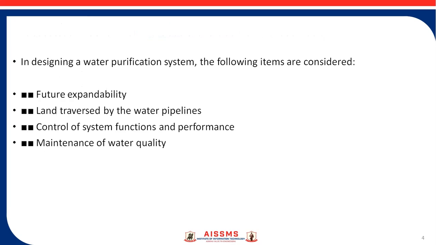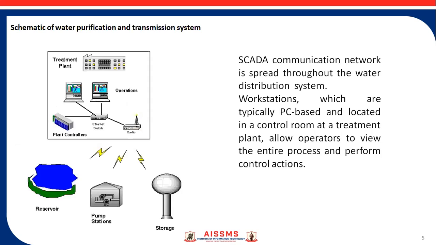In designing water purification system, the following items need to be considered: future expandability, land traversed by the water pipelines, control of system functions and performance, and maintenance of water quality. Schematic of water purification and transmission system is as shown in the figure.